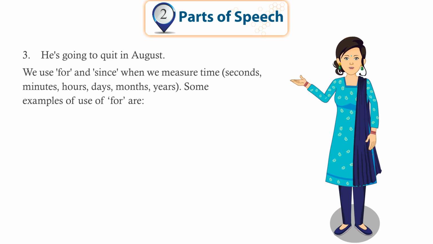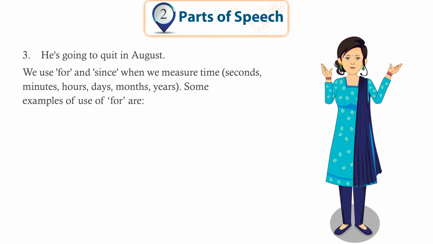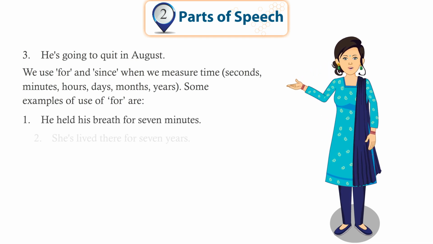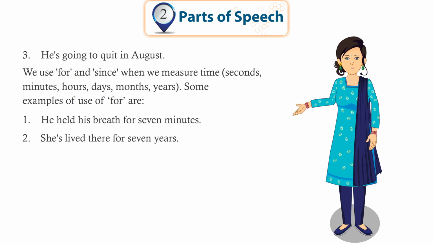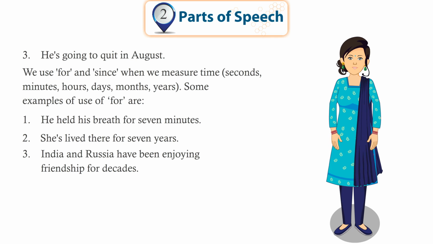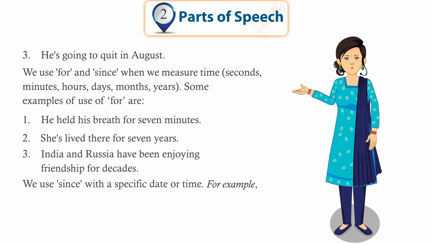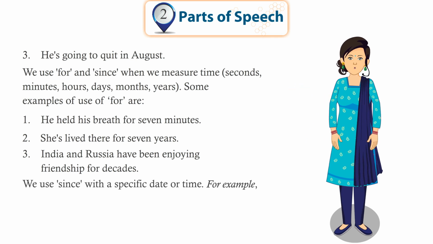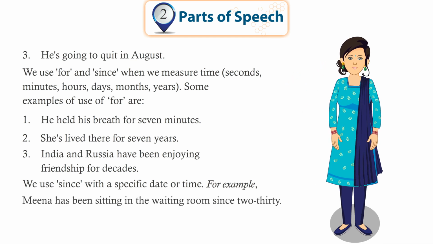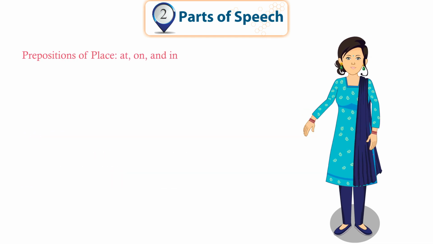We use for and since when we measure time: seconds, minutes, hours, days, months, years. Some examples of the use of for are: he held his breath for 7 minutes. She has lived there for 7 years. India and Russia have been enjoying friendship for decades. We use since with a specific date or time. For example, Meena has been sitting in the waiting room since 2:30.